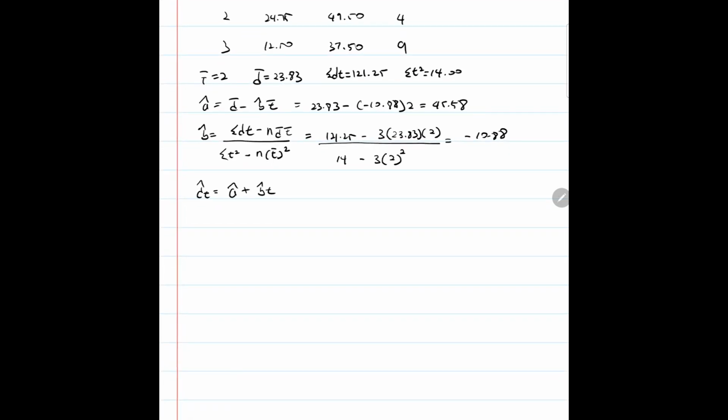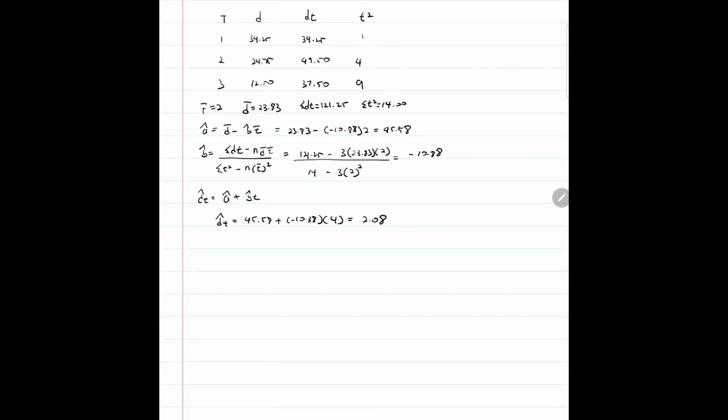Okay, so let's get the D on year 4. It was 45.58. B was negative 10.88. T is gonna be 4. So it's gonna be 2.08. And we have to expect each year's quarters.